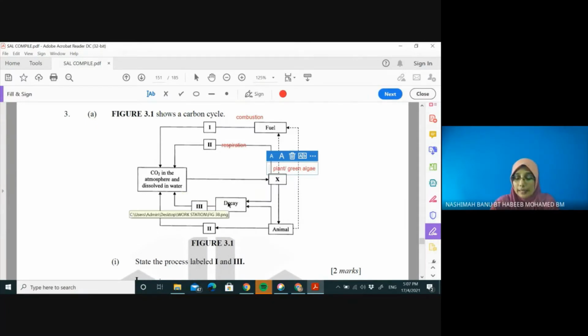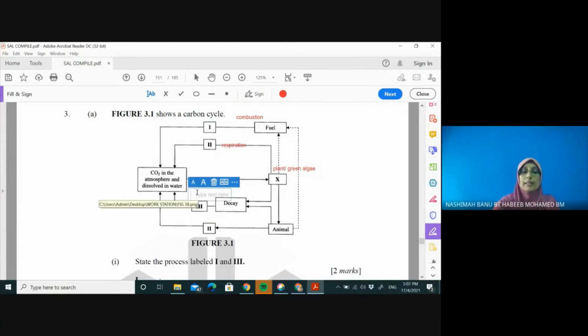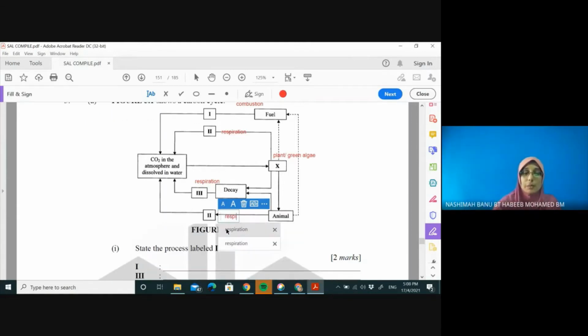And now decay. Kita tahu during decay actually apa yang berlaku? So sebenarnya respiration berlaku. Okay, so they will release the CO2 back to environment. So apa yang jadi pada animal? How the animal can release the CO2 to environment? Yes, respiration. So that. Okay, so cycle lah kita punya cycle. Okay, now kita dah label. So what is one? One is combustion. Okay, and what is two? So nampak benda yang sama. So two is respiration.